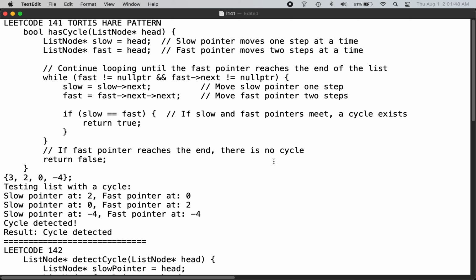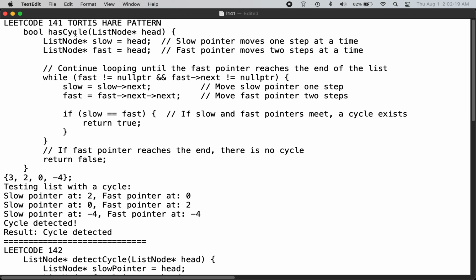Now, back to the problem, Leetcode 141. You are supposed to detect if there is a cycle in the linked list or not. So there is Floyd's algorithm, which basically uses a slow pointer and a fast pointer. Slow pointer goes one step at a time, fast pointer goes two steps at a time, and if there is a cycle they will meet, and that's how you will know whether there is a cycle or not.